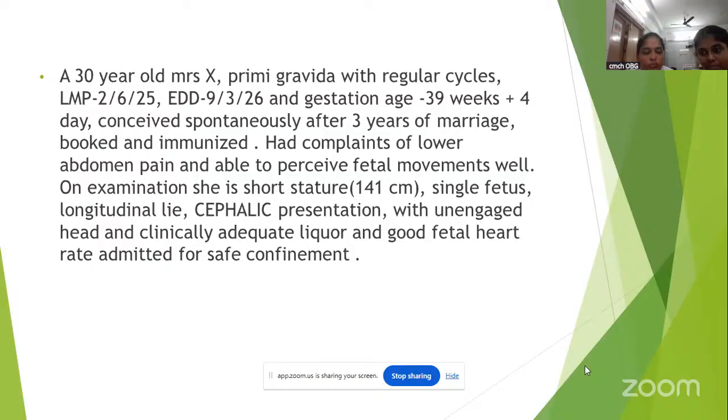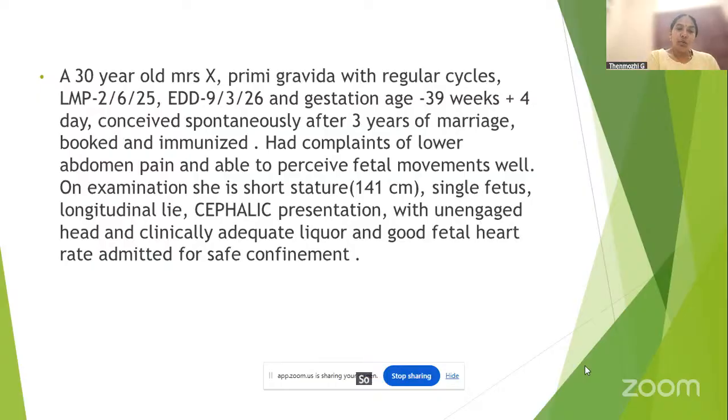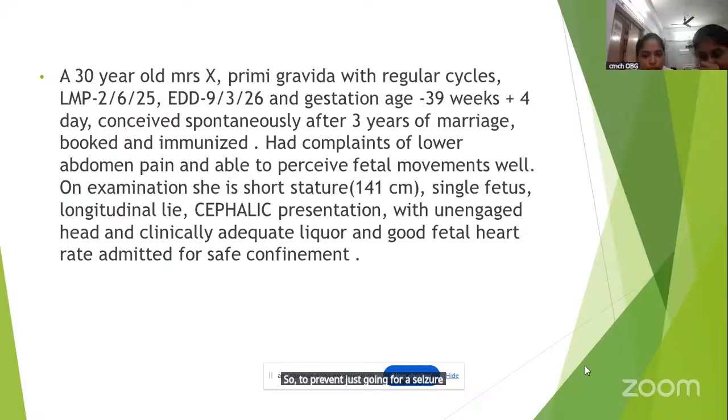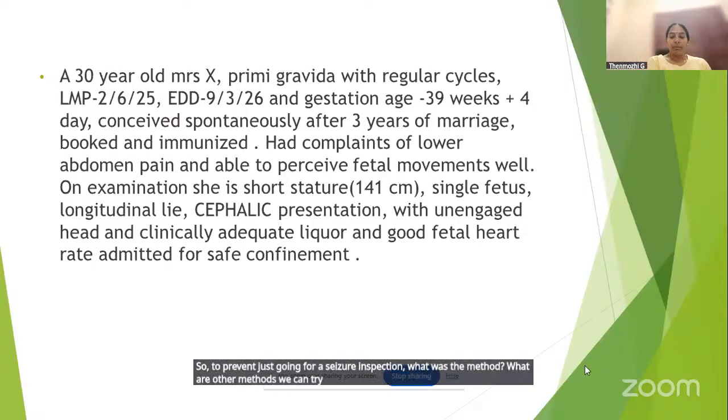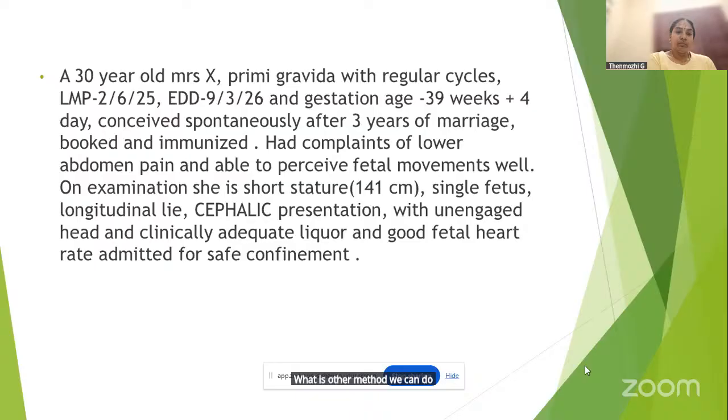To prevent going for a cesarean section, what other methods can we try for vaginal delivery? Trial of labor. Apart from trial of labor, we have to wait for the spontaneous onset of labor, is it not? Yes, ma'am. When you suspect a mild degree of CPD, what other method can we do? We can go for an elective induction at or near term.